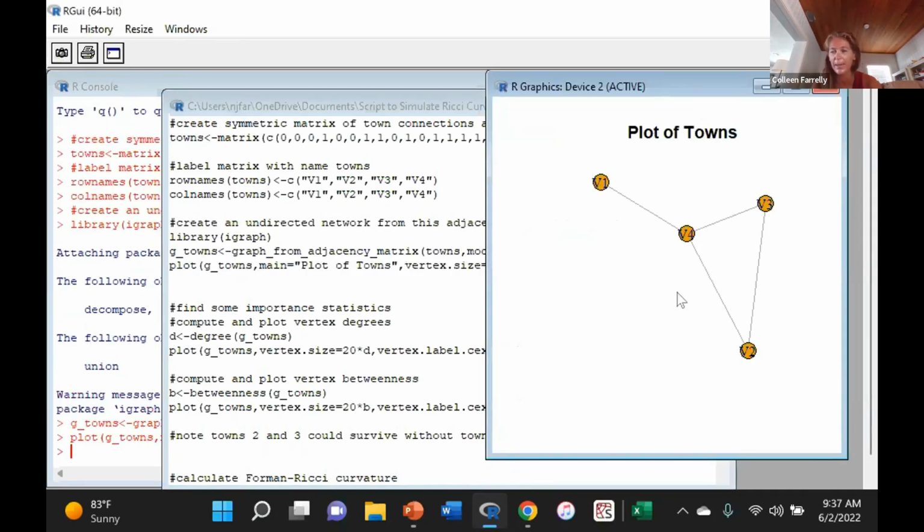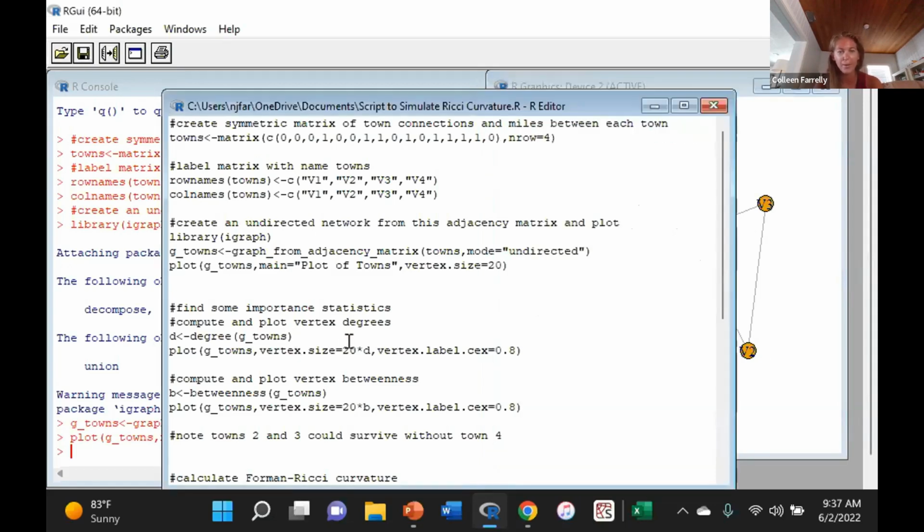So here's our plot of towns. We can see here's town 1, town 2, town 3, and town 4. From this, we can see that they're not all connected to each other, and there's probably dependencies. This town right here is probably especially vulnerable because it only has one way of getting supplies. So that's something that we'll look at as we look at different measures of how important each of these towns is to the overall supply chain.